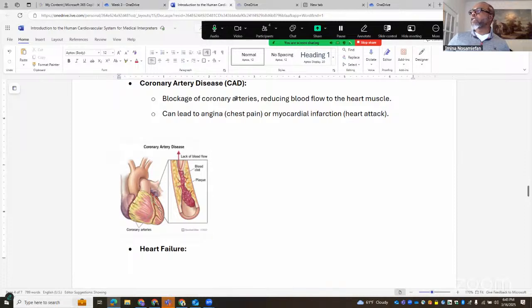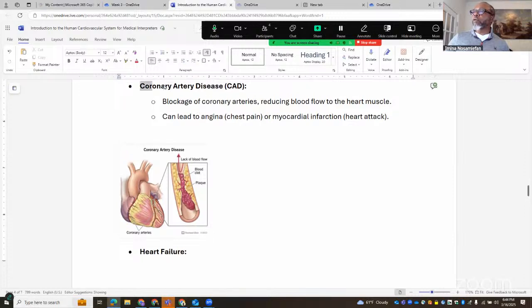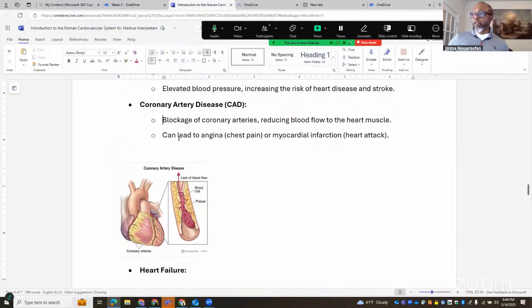So, blockage of coronary arteries reduces blood flow to the heart muscle. The heart itself needs a blood supply, and blood to the heart is supplied by the coronary arteries. So typically, when you have coronary artery disease, it can lead to angina, or chest pain. And then heart attack, myocardial infarction.